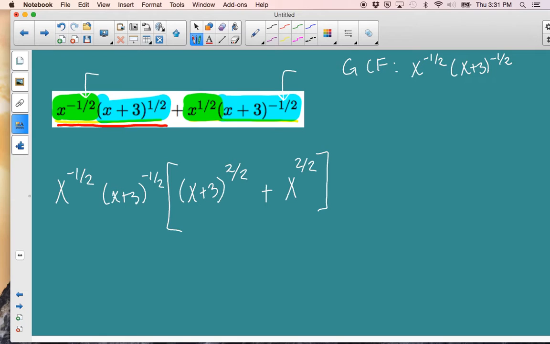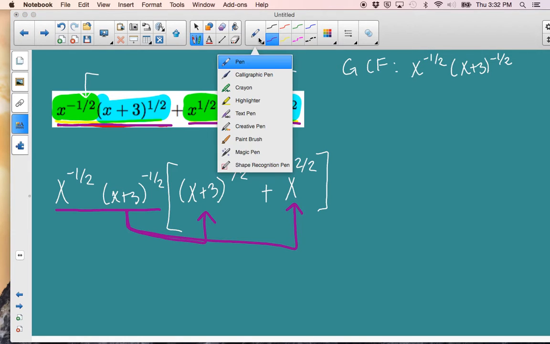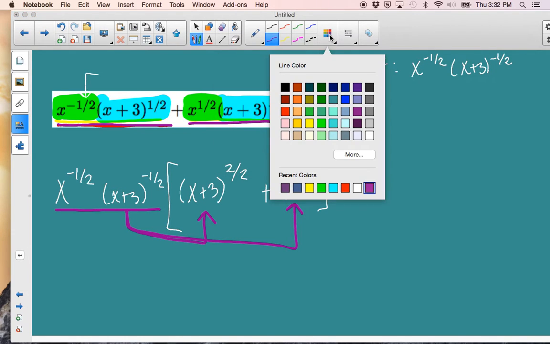So you can always double check by distributing back in. Is it true that that times this first part here will give me this? Well, yes, it will. Is it true that that whole quantity times this will give me my second term? Well, yes, it does. So we've factored out our greatest common factor. Now, I'm just going to simplify a little bit.